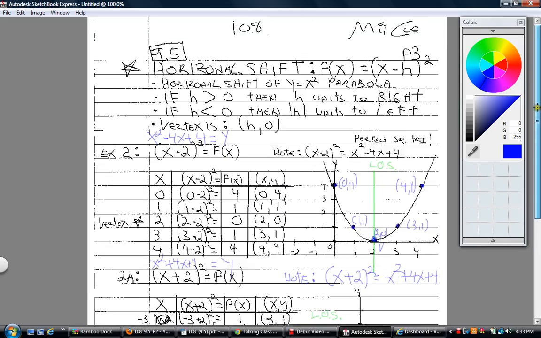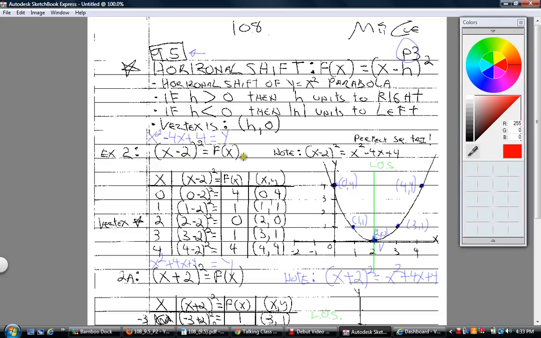Going to tackle section 9.5. I got the right page here and we are working on page 3. Okay, so let's go to red color mode here as we deal with horizontal shifts for our parabolas.